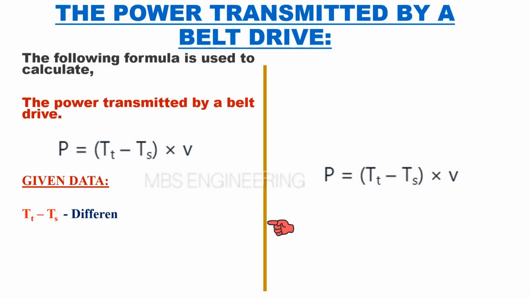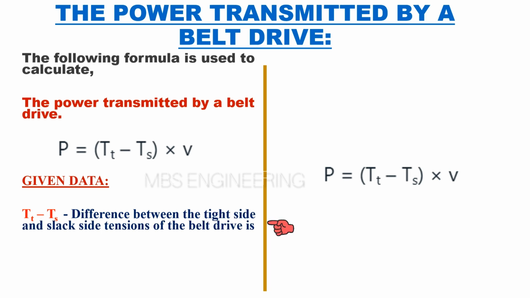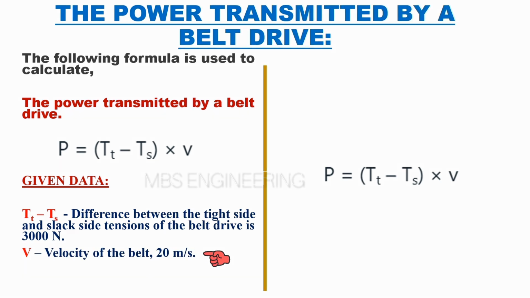Next, Tt minus Ts, the difference between the tight side and slack side tensions of the belt drive, is 3000 Newton. Next, V is the velocity of the belt, 20 meters per second. Next, we need to calculate P, the power transmitted by a belt drive.